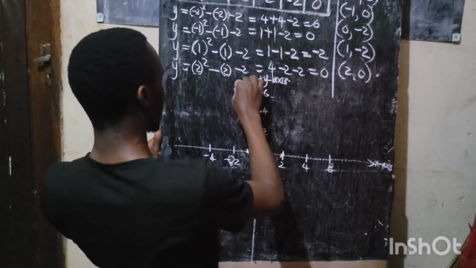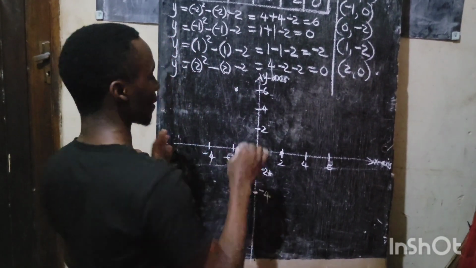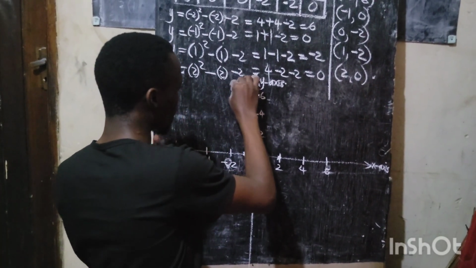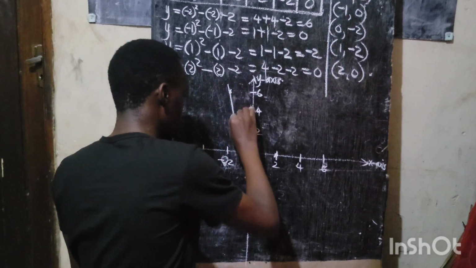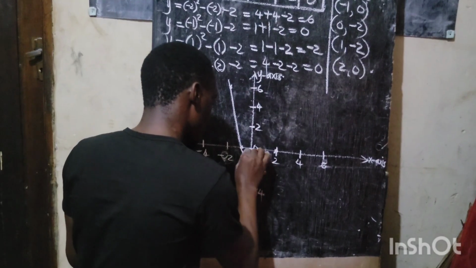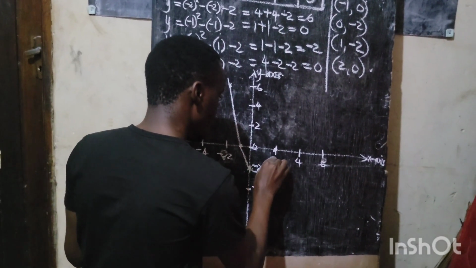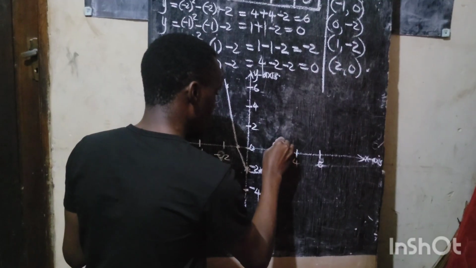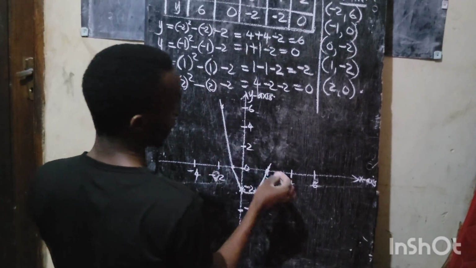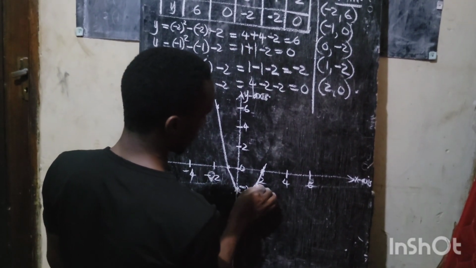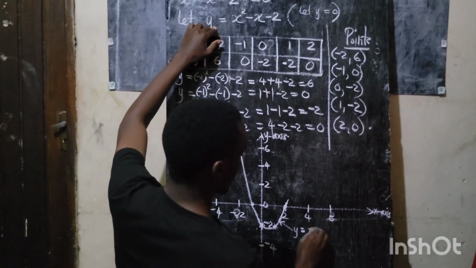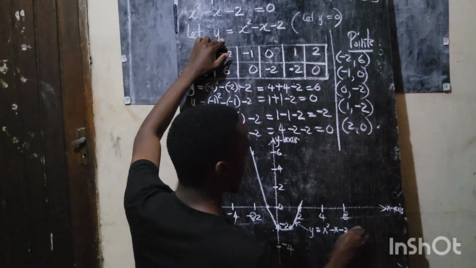So we can plot this curve using our free hands, but you can put a ruler aside for you to be somehow smart. So we can plot this curve very well. So that is our curve. We can even name our curve. This is y equal to x squared minus x minus 2.